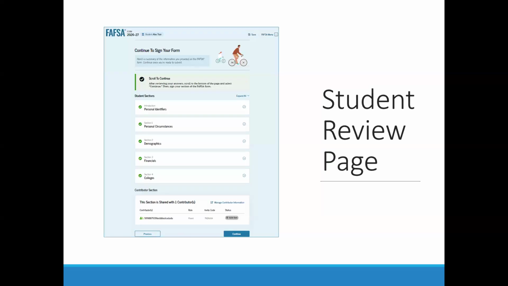All right, after the student has completed inviting their parent, they're going to have a review page. And so you will see all of the sections of the FAFSA here. You can go ahead and use the arrows to open up and make sure that you've reviewed each question and everything looks correct. There's also going to be the contributor section so you can see who you invited and what the status is.